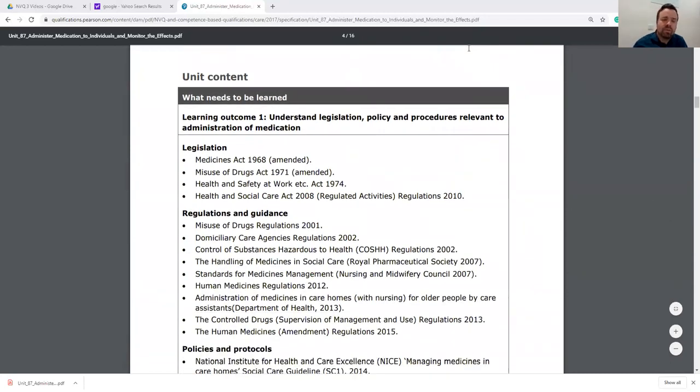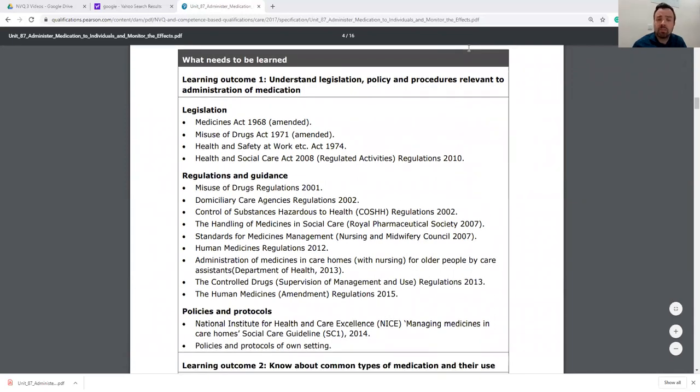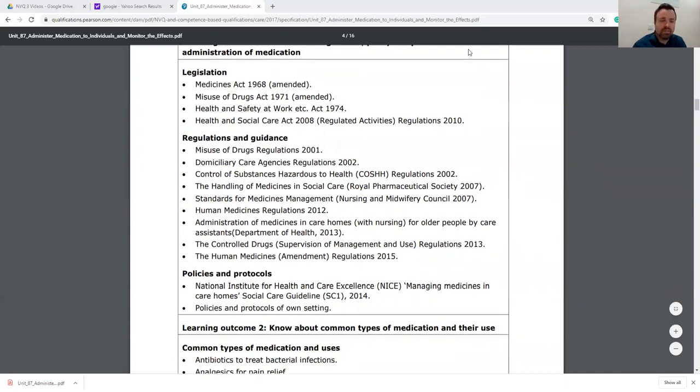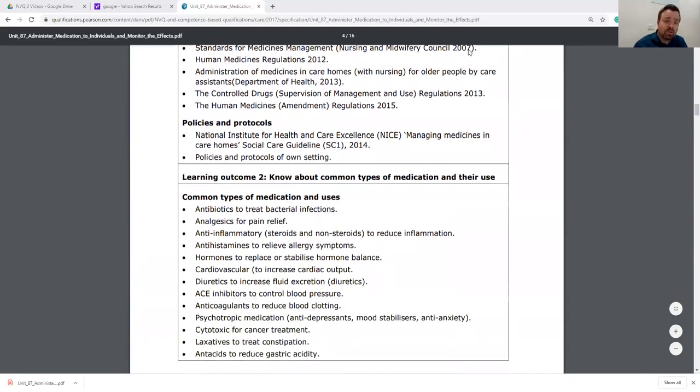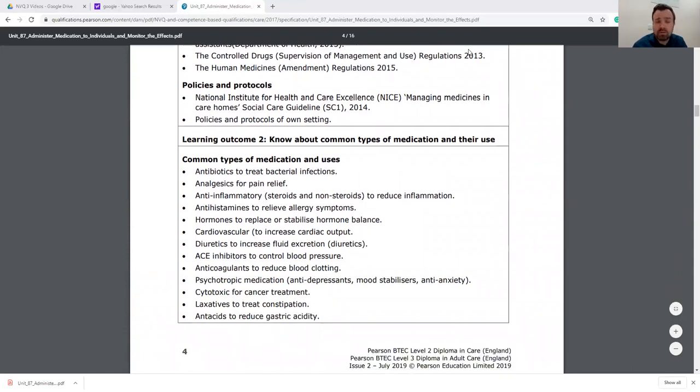Let's review what we've just covered. In Learning Outcome 1, it was about understanding legislation and policies. Here we have legislation: the Medicines Act, Misuse of Drugs Act, Health and Safety at Work, and then the Health and Social Care Act, but it's now the Care Act 2014. Regulations and guidance around the misuse of drugs, domiciliary agencies and controlled drugs, which means they must be supervised and managed. We have protocols as well, such as NICE guidelines, and obviously our own policies and procedures.